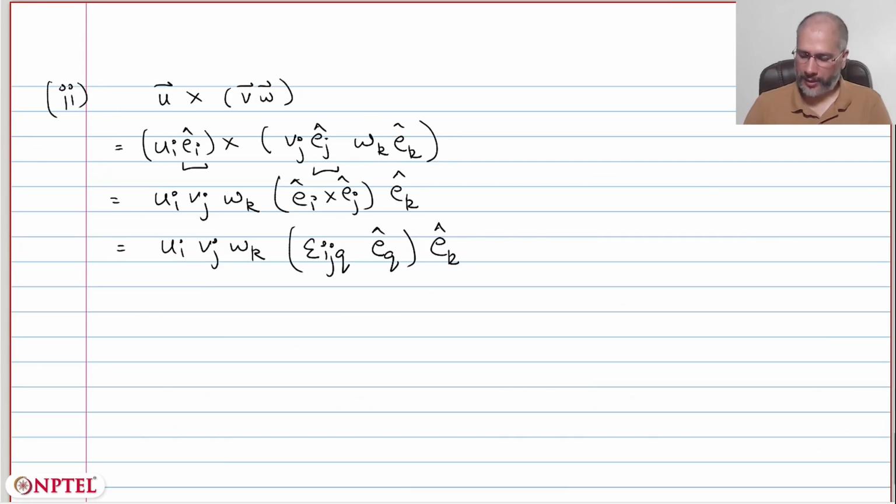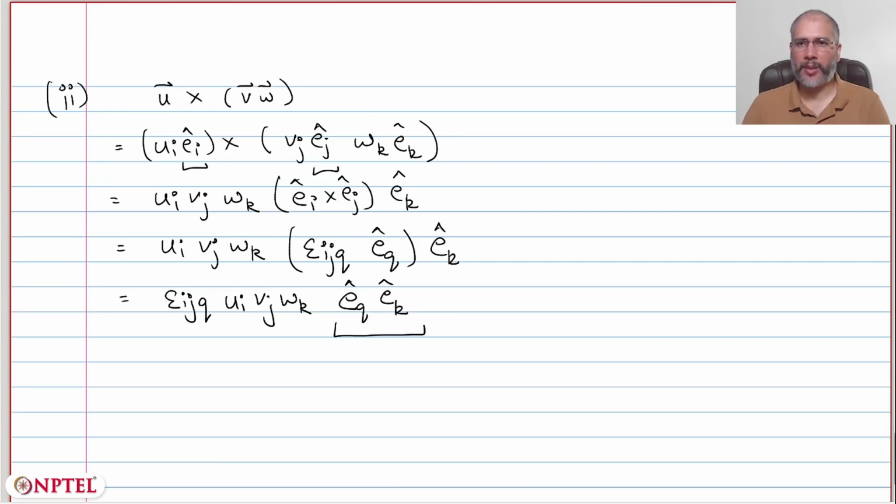Okay, so this is what we get, and now as the trend is, I'll move the epsilon to the extreme left. Then we have u_i v_j w_k, and then we have the vectors e_q and e_k. Now what is e_q e_k? This is nothing but the outer product of e_q and e_k. That is the dyad of e_q and e_k. So this looks to be a second order tensor. So whatever the output of this cross product was, a second order tensor.